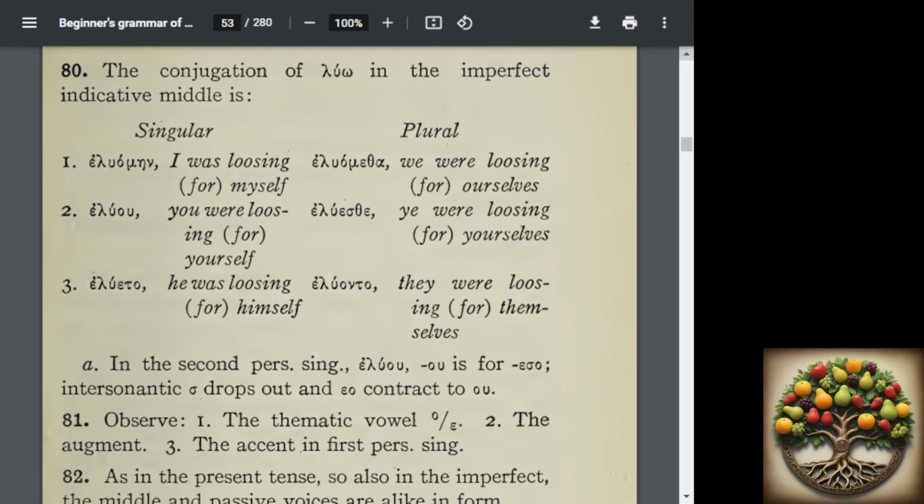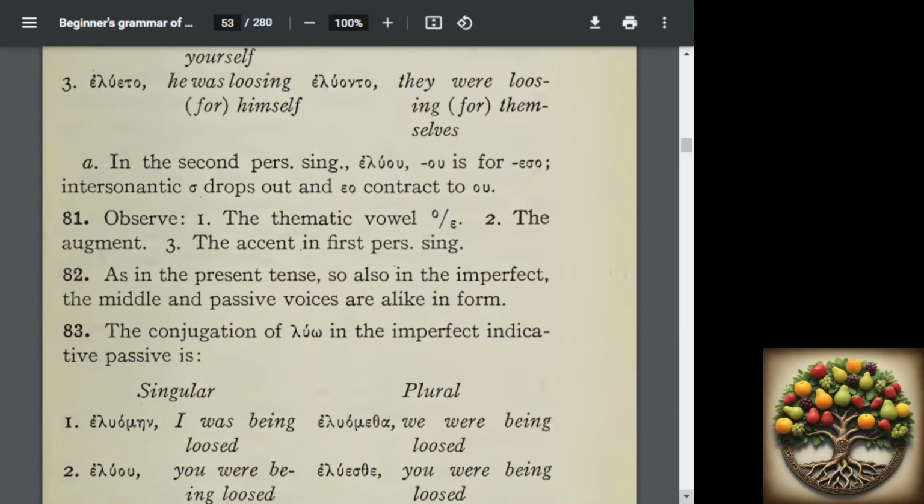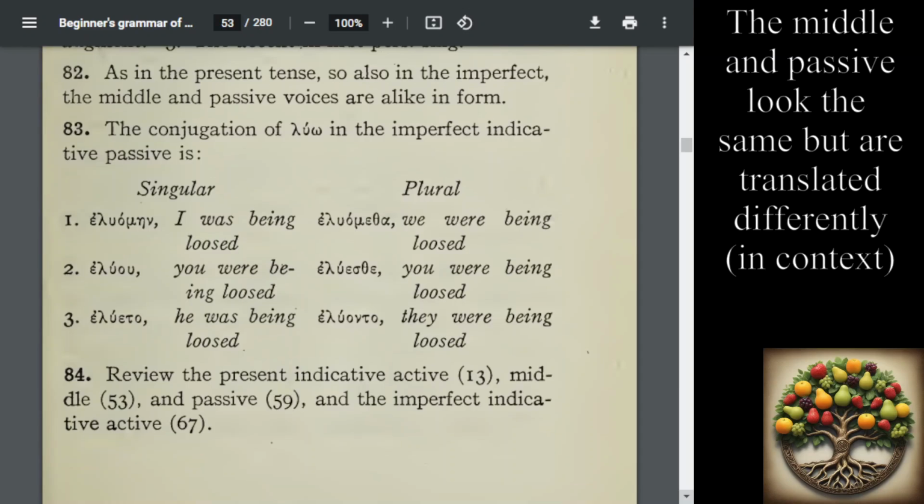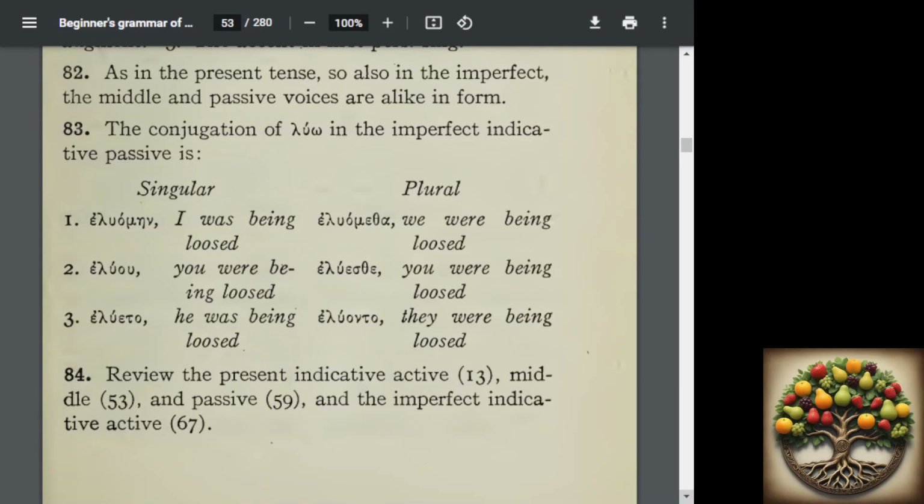Take a look at the accent in the first person singular. It is over the omicron, as well as in the first person plural. Otherwise, it is over the upsilon in the other four. So take notice of that. And again, the augment is there because this is the imperfect. And again, the form of this word is the same as the middle. We're going to take a look at our cards in just a second. The accent is over the omicron in the first person singular and plural. Otherwise, it is over the upsilon.